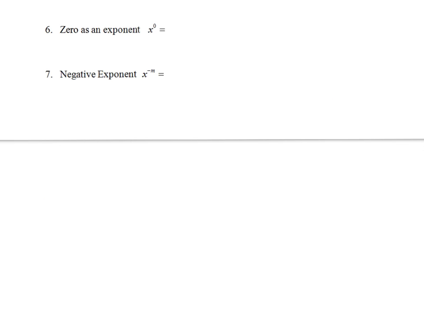The next rule is what happens when we have 0 as an exponent. Remember, anytime we have 0 as an exponent, that's the result of doing a division where the numerator and the denominator actually had the same exponent. So when we subtract those exponents, it's giving us x to the 0. Now we also know that anytime we divide something by exactly the same thing, that's going to give us an answer of 1. So our rule is that x to the 0 is equal to 1.